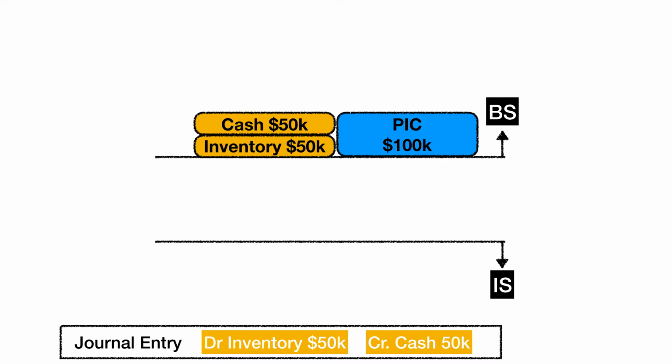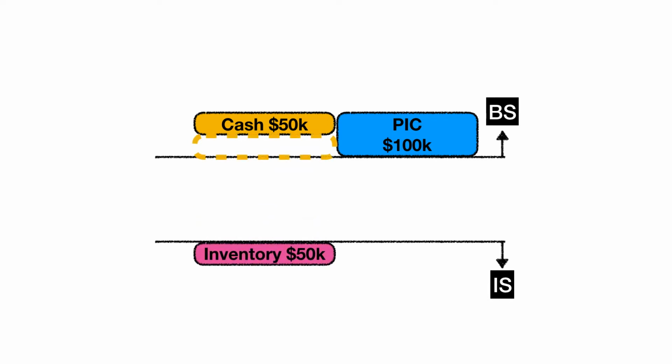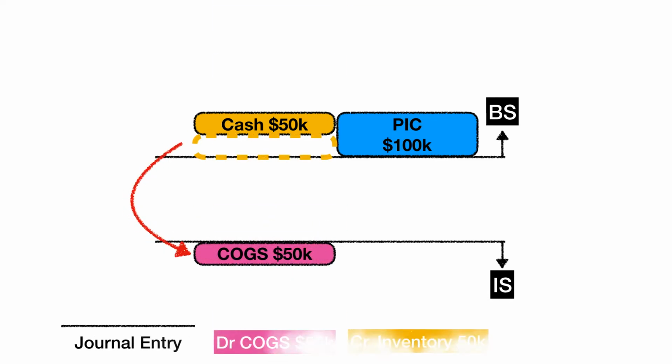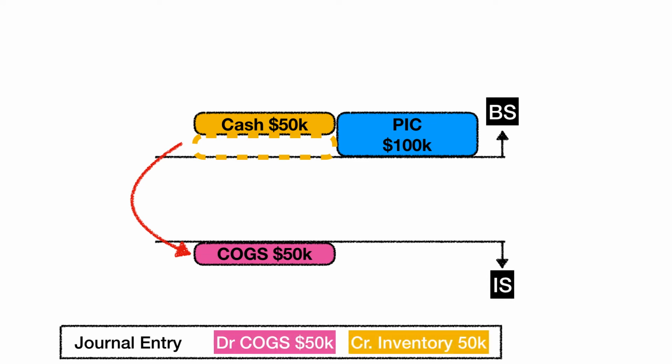When the company sells the inventory, it is expensed as cost of goods sold. Inventory sold moves to the income statement and becomes cost of goods sold. Debit cost of goods sold, credit inventory. Debit corresponds to booking expense, and credit corresponds to reducing inventory. Balance sheet and income statement combined, the debit side and the credit side are equal.